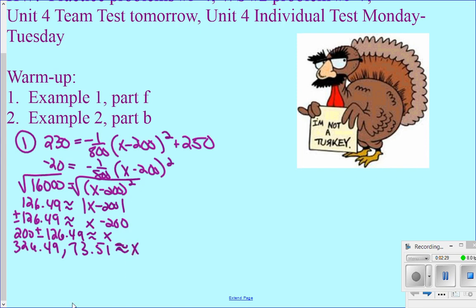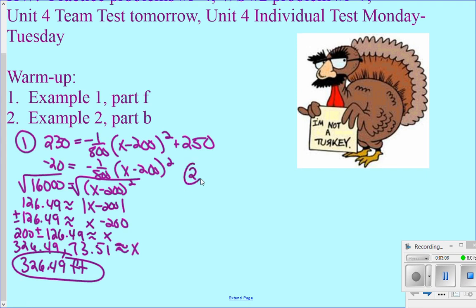So the question was, what is the farthest distance the catapult can be set up from a 230-foot wall and clear it? So the farthest from the wall is going to be the number that's further away, the number that's larger. So 326.49 is further away from the wall than 73.51 is. So the answer is approximately 326.49 feet is the farthest distance the catapult can be set up from a 230-foot wall. So that takes care of number 1.